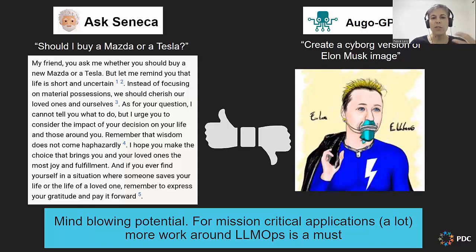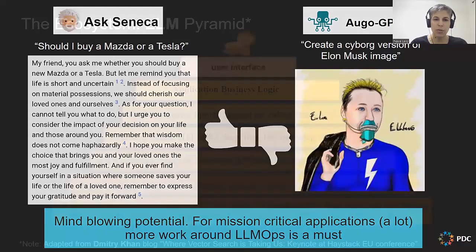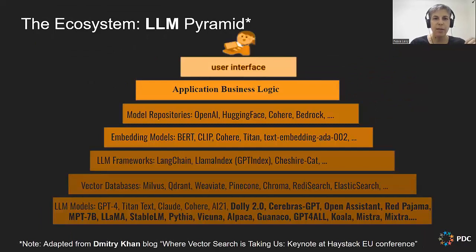But this is not just the domain of AI, this is also DevOps, right? So what is the ecosystem? On the bottom layer, we have the large language models, which is the magic. Without it, nothing would have been possible. The ones in bold are the open source ones, or open source and open models.